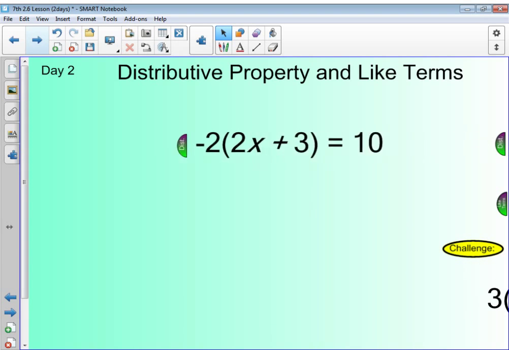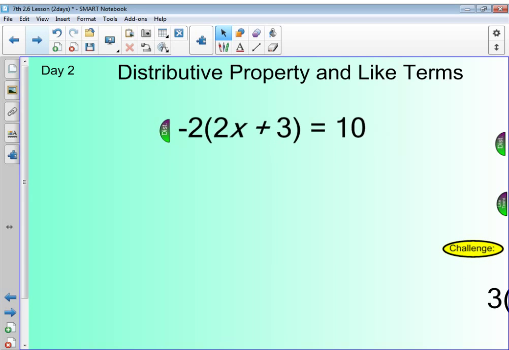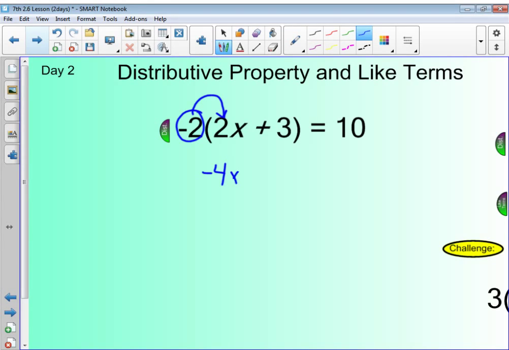So let's try another one. Here we have a negative number on the outside. So the key thing to remember is that when you have a negative number as your outside number, you're taking that negative as you distribute. So we would think like this: negative 2 times 2, well, that would give us negative 4 with our x behind it. Negative 2 times 3 would give us negative 6. So this plus is now going to become a minus 6 or a negative 6 equals 10.